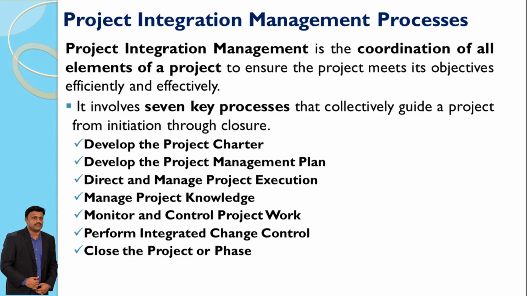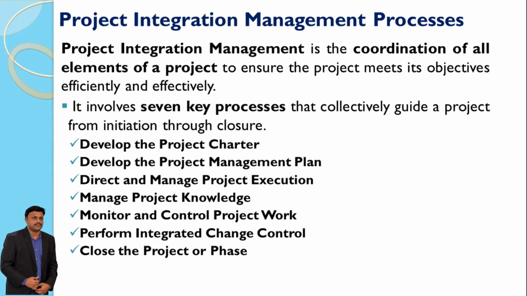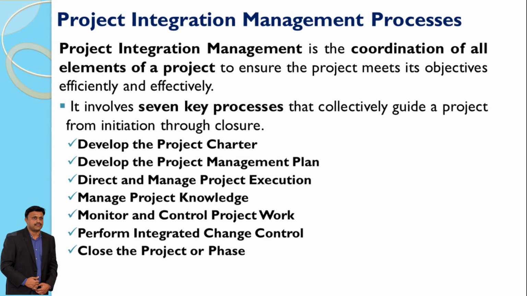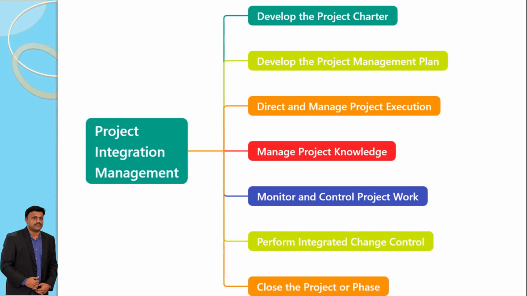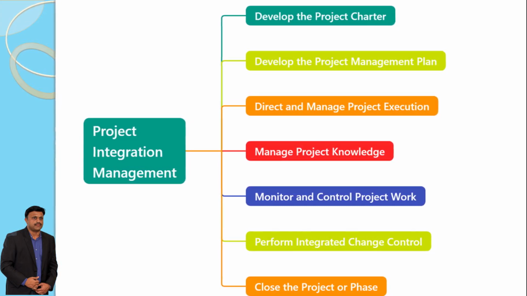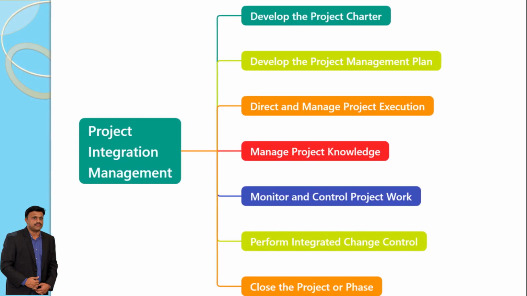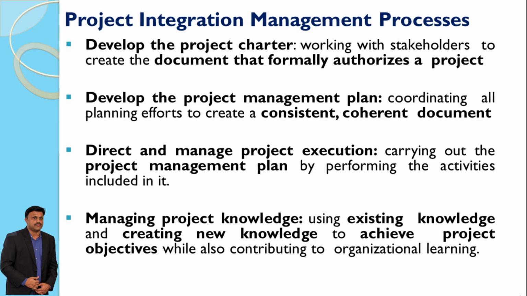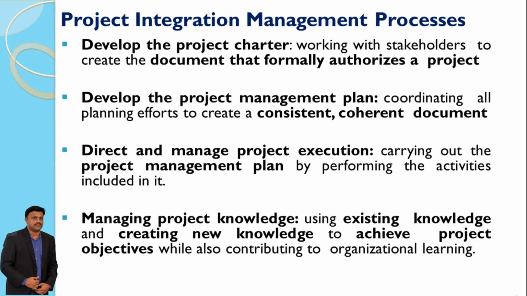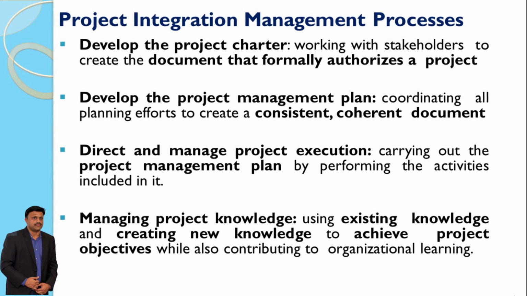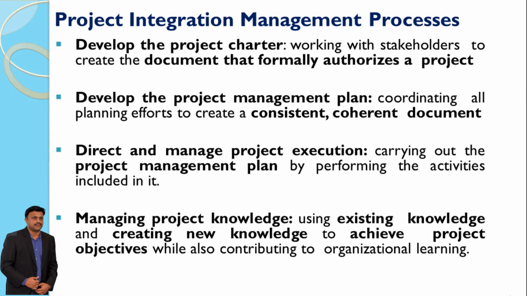Project integration management involves 7 key processes that guide a project from initiation through closure, ensuring all elements are coordinated to meet objectives. This visual representation outlines the flow of project integration management processes, providing a clear roadmap from project charter development to closure. Developing the project charter, management plan, and executing the plan are crucial steps. Managing knowledge and controlling project work ensure alignment with objectives.